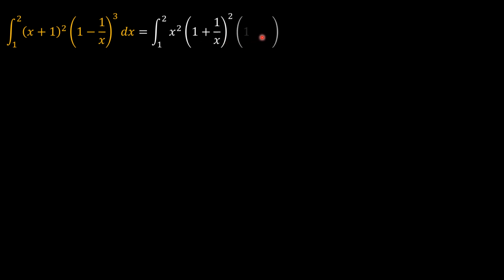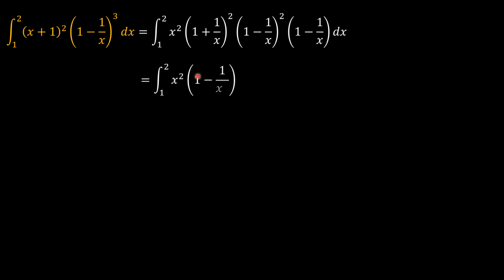Factor out x squared under the root, right? And what that allows us to do is we do have a difference of two squares here under the square root. And so we have 1 plus 1 over x, and then we have 1 minus 1 over x. And then we can create this extra, since this was a cube, 1 minus 1 over x. So that becomes the integral from x equals 1 to 2 of x squared of 1 minus 1 over x squared times 1 minus 1 over x.